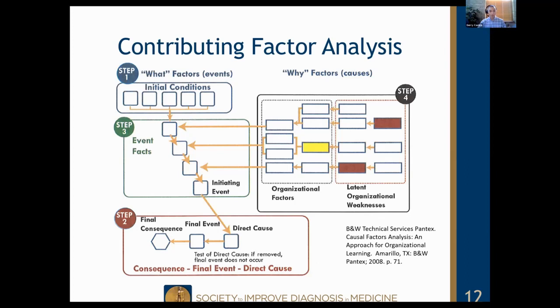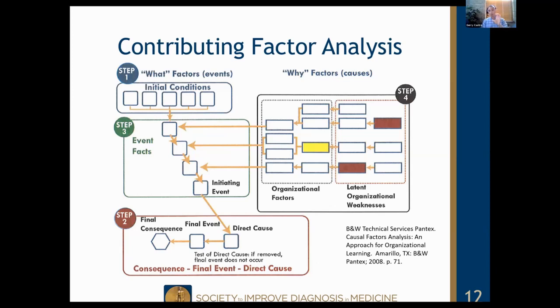So if you look on the left-hand side, we talk about, well, what actually happened? You know, it was a missed diagnosis. It was a delayed diagnosis. And then when we do the analysis, we look to see how that event transpired. What actually led to that final consequence, or that impact on the patient, how we were harmed, and the preceding events, and ultimately what were the initial conditions. So if you think about this, this is the who, what, where, when, and why, right?